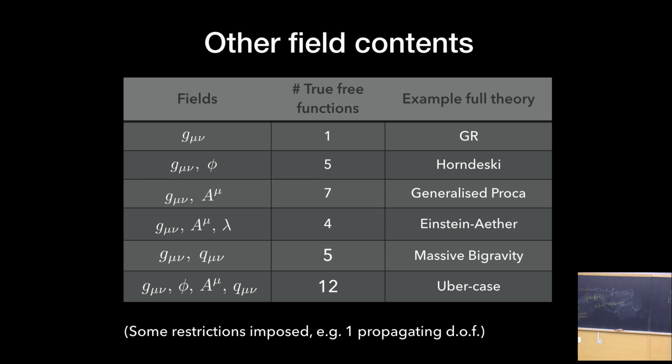This table actually shows you the number of functions in the middle column that you need to encapsulate everything that has this field content. So massive bigravity, two metrics, g and q, needs only 5 functions. So that's not so bad. But things like the vector field theories in the third line need 7. So that's why we prioritize Horndeski first for LSST, because it's the kind of simplest, interesting thing. But in our dream scenario, we would do bigravity as well.